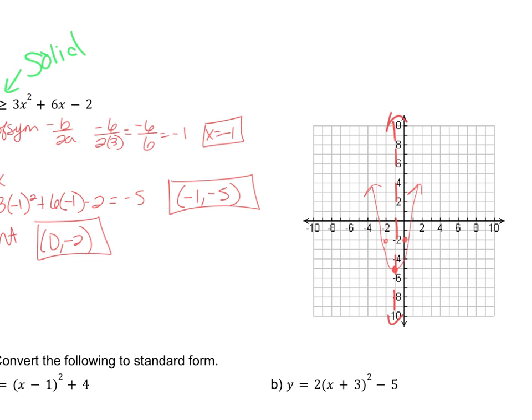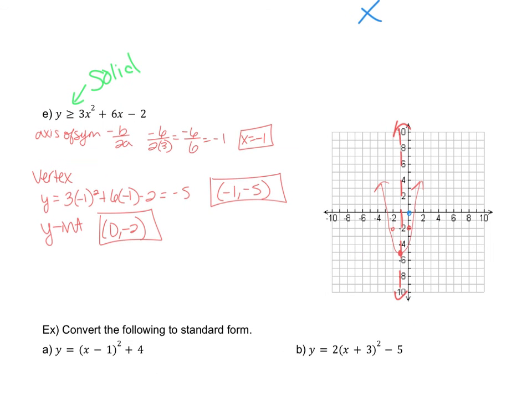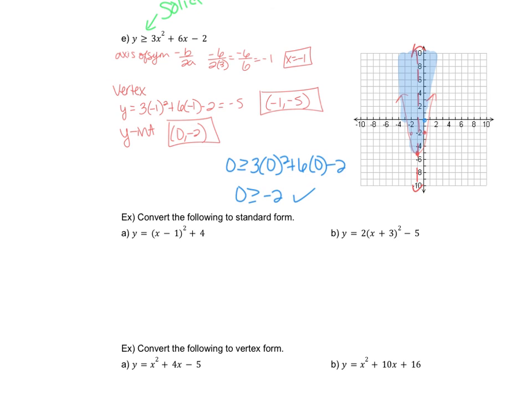Okay, so I do have to shade, remember, and let's pick our favorite test point, 0, 0. So is 0 greater than or equal to 3 times 0 squared plus 6 times 0 minus 2? So is 0 greater than or equal to negative 2? Yes, it is. So then we shade like that. Okay, so now here's the next part.